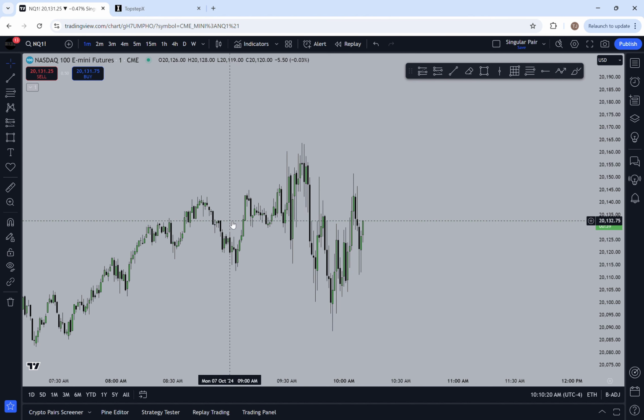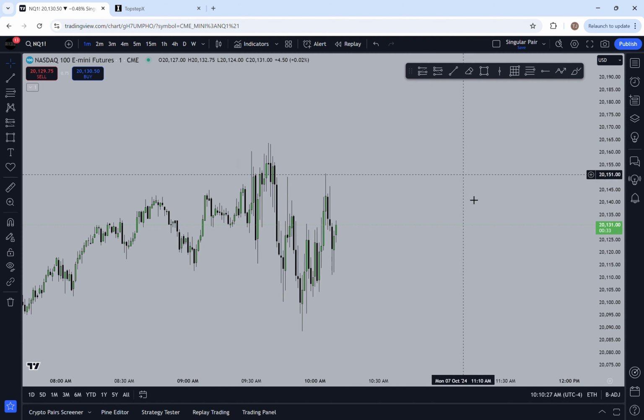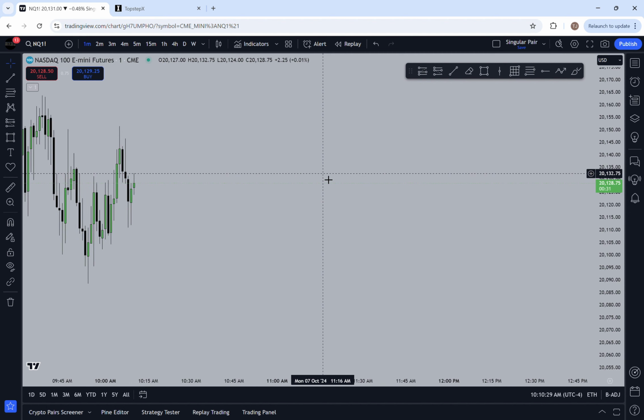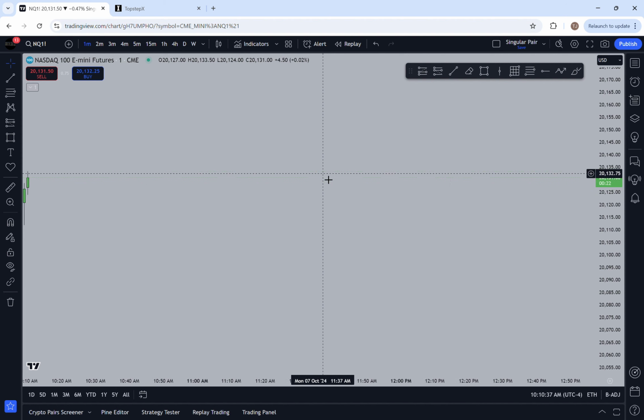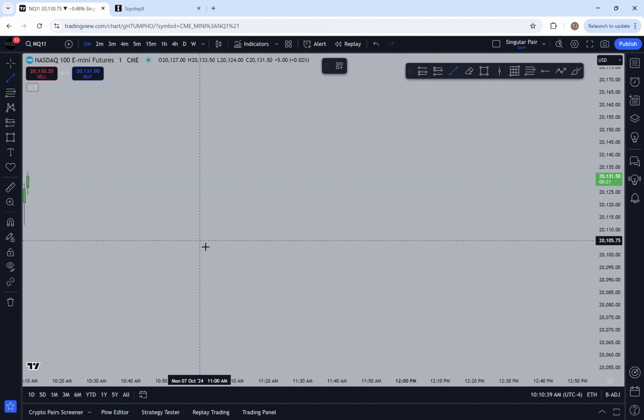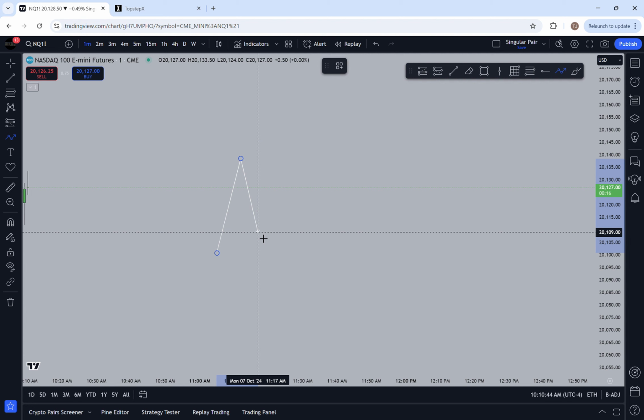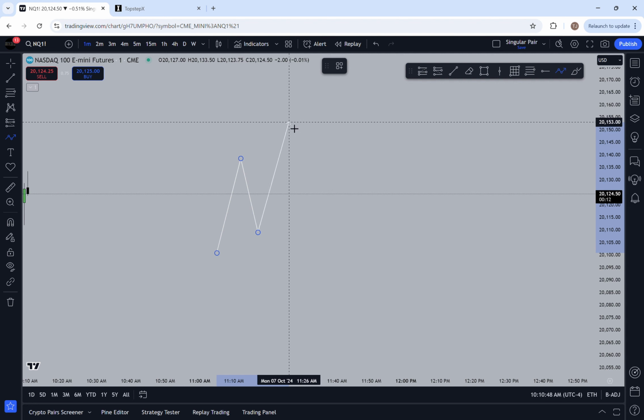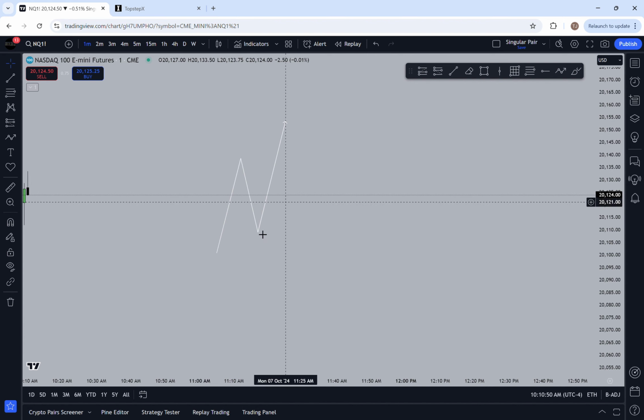So I'm going to talk about SMT divergence. Basically, SMT divergence is a cracking of correlation between certain pairs. For example, NQ and ES are correlated pairs. Let's say NQ makes a low and then a higher low and then goes up. So that's NQ right here.